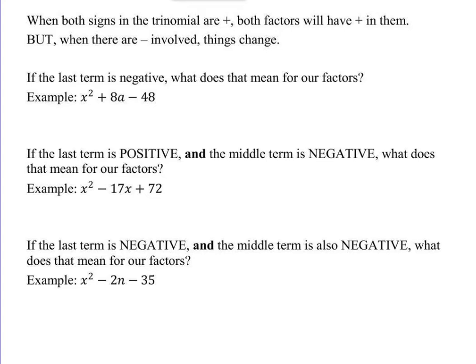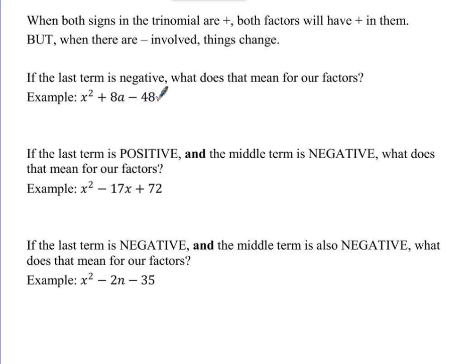So if the last term is negative, what does that mean for our factors? Well, the factors are the 2 numbers that we're picking. Now, if that last number is negative, what are my 2 numbers supposed to do to give me this negative 48? I need 2 numbers that multiply to give me the negative 48. How can I multiply 2 numbers together to get a negative? It has to be a negative times a positive. So the 2 numbers that I pick, because of this sign, one has to be negative and one has to be positive.